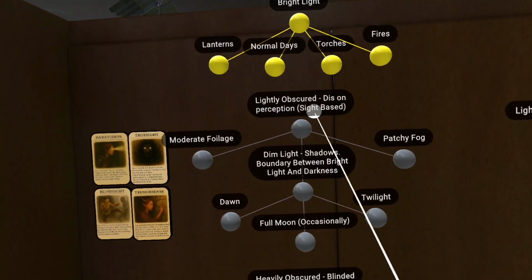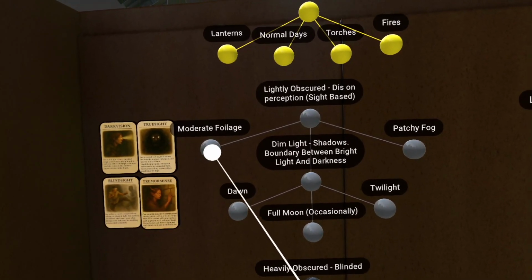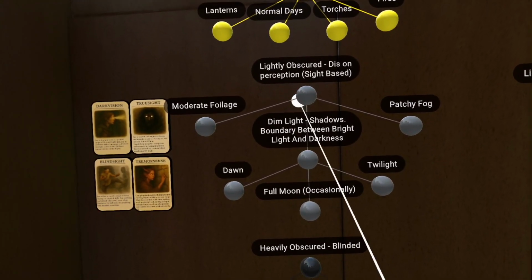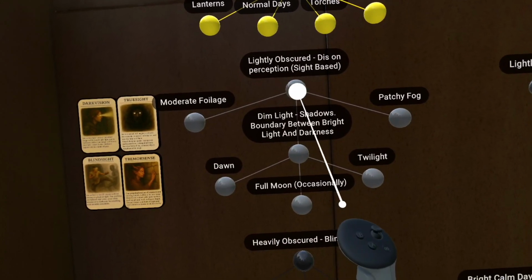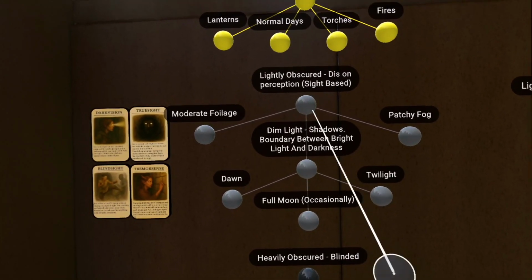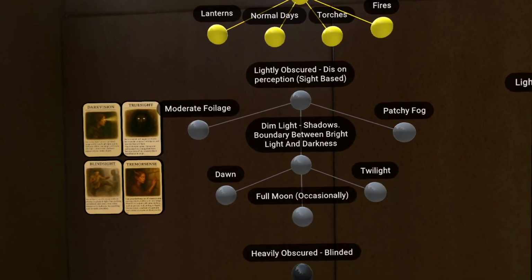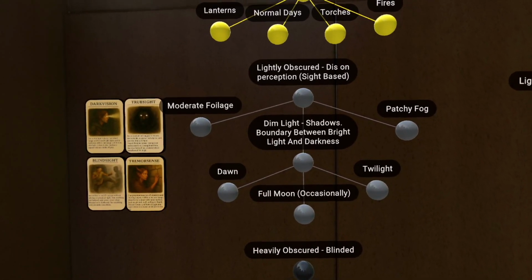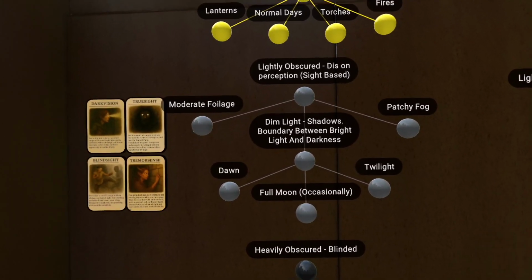Lightly obscured here is showing you get a disadvantage on perception, and that might be caused by moderate foliage, patchy fog, and also it would mean that you're in dim light. You're always lightly obscured in dim light, and I've given it a different color. I mean, this is the great thing about Noda. You can get creative with colors, and it just gives your memory that slight extra cue that you can use to remember the images when you're recalling them. And for me, that's the whole point.